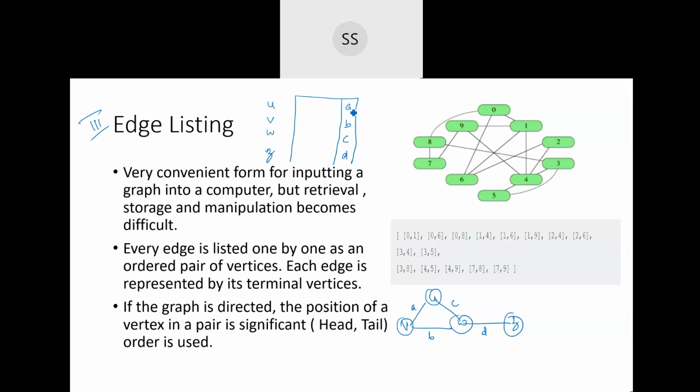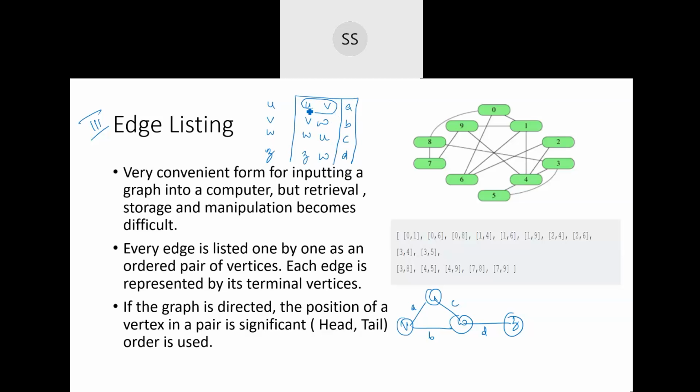I've written it because for A, the starting vertex is U and the other vertex is V. So this is a pair. Next for B, you will write it as VW. For C, the first vertex is W, so it is WU. What about your D? It is going to be ZW. So you have done an edge listing.